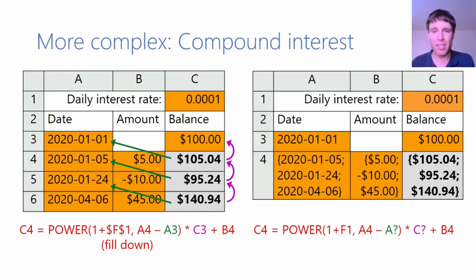This example presents two new problems for the array programming approach. To line up the previous dates with the current dates, we need to shift the array in A4 down one element and add A3 at the top.